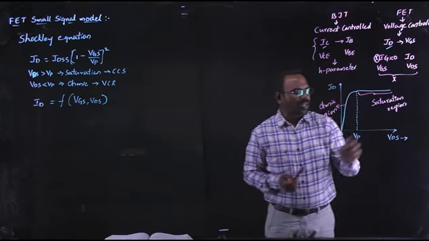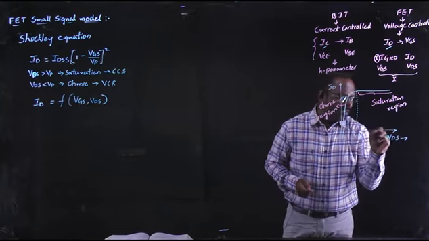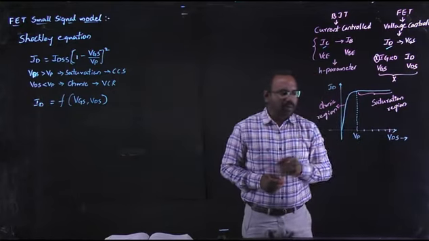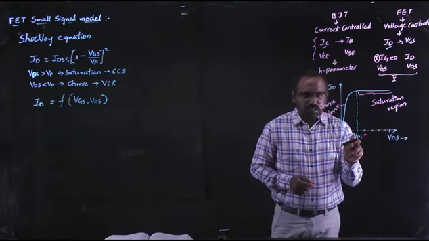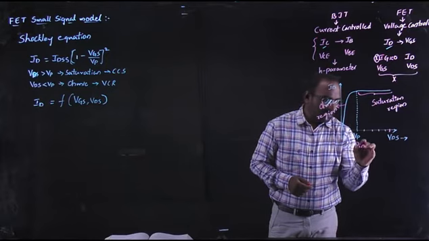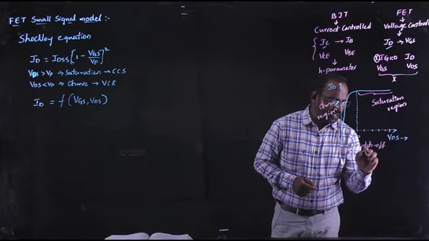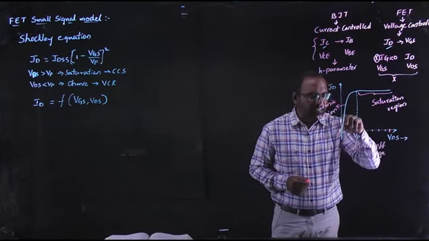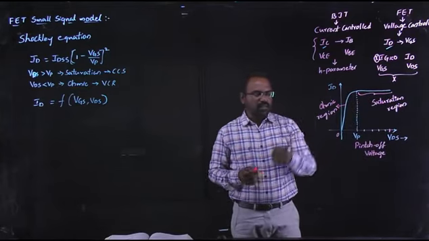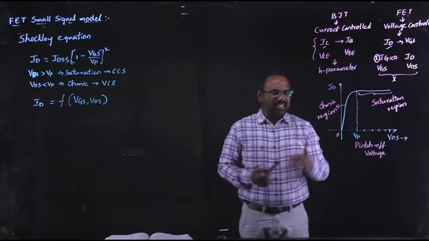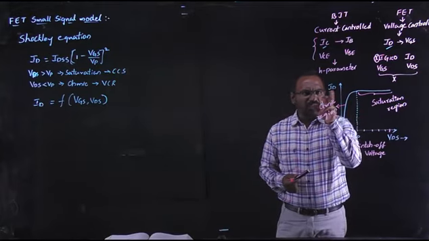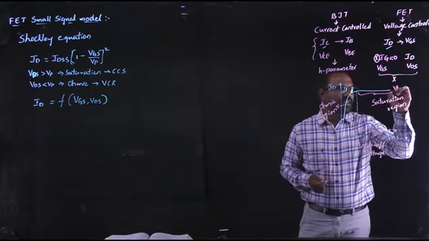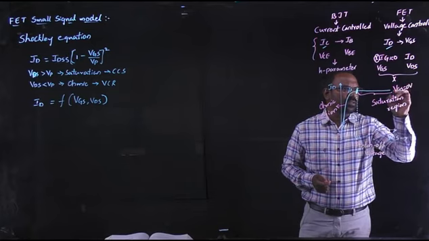Why? Because even though you are increasing VDS from this point onwards, the current is always constant. But between 0 to VP, the pinch off voltage, when you increase VDS, the current is increasing like this. That is the reason why it is the ohmic region. So these are the characteristics. That means from this I can say the output current ID is a function of VDS as well as VGS. Why? Because this is when VGS is equal to 0 volts.